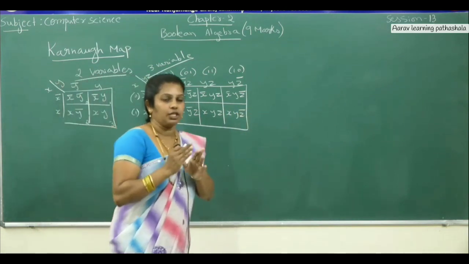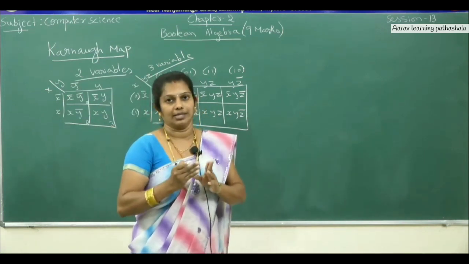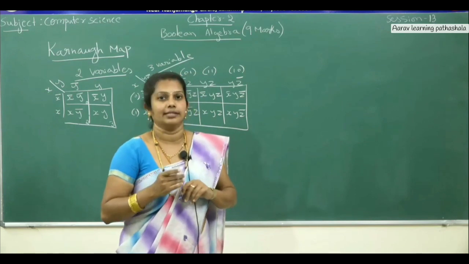In the Karnaugh map, keep this in your mind: whenever the third row as well as the third column comes, it will take a single jump.